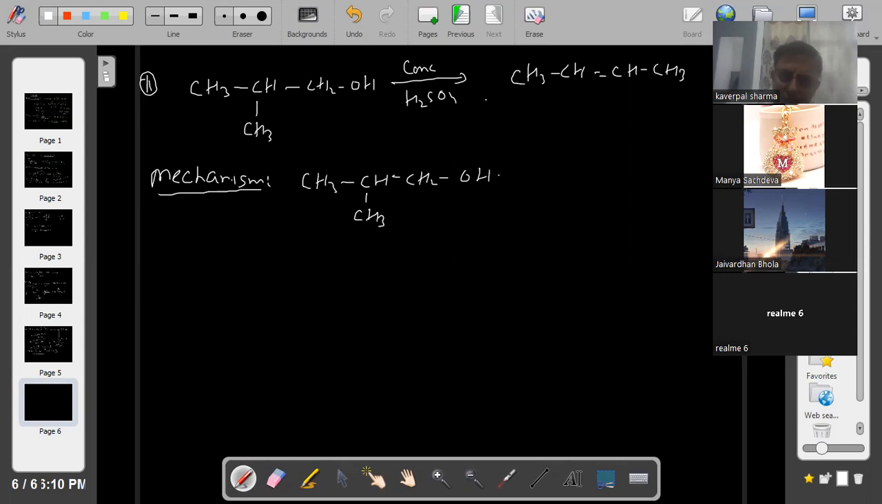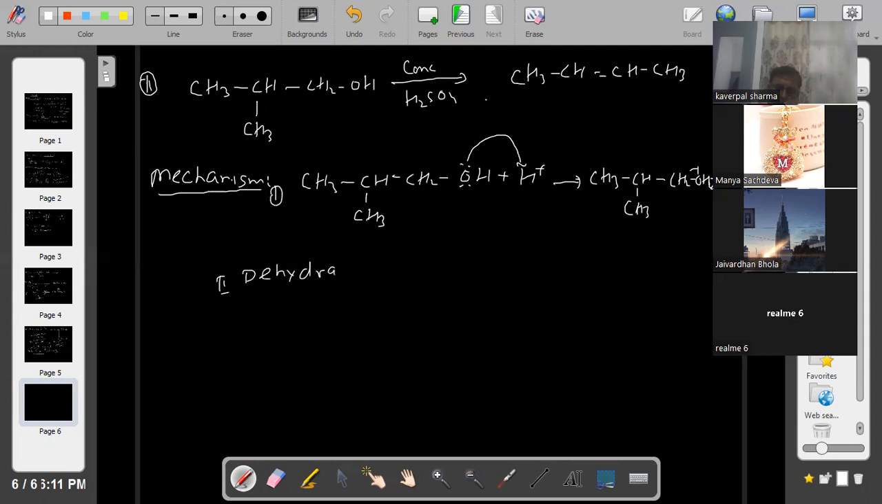First of all, what is the process? Protonation, by taking lone pair electrons from the OH group. This is called electrophilic attack. Then you will get CH3CH(CH3)CH2OH2+. Next step, dehydration. First step, protonation. Next step, dehydration.